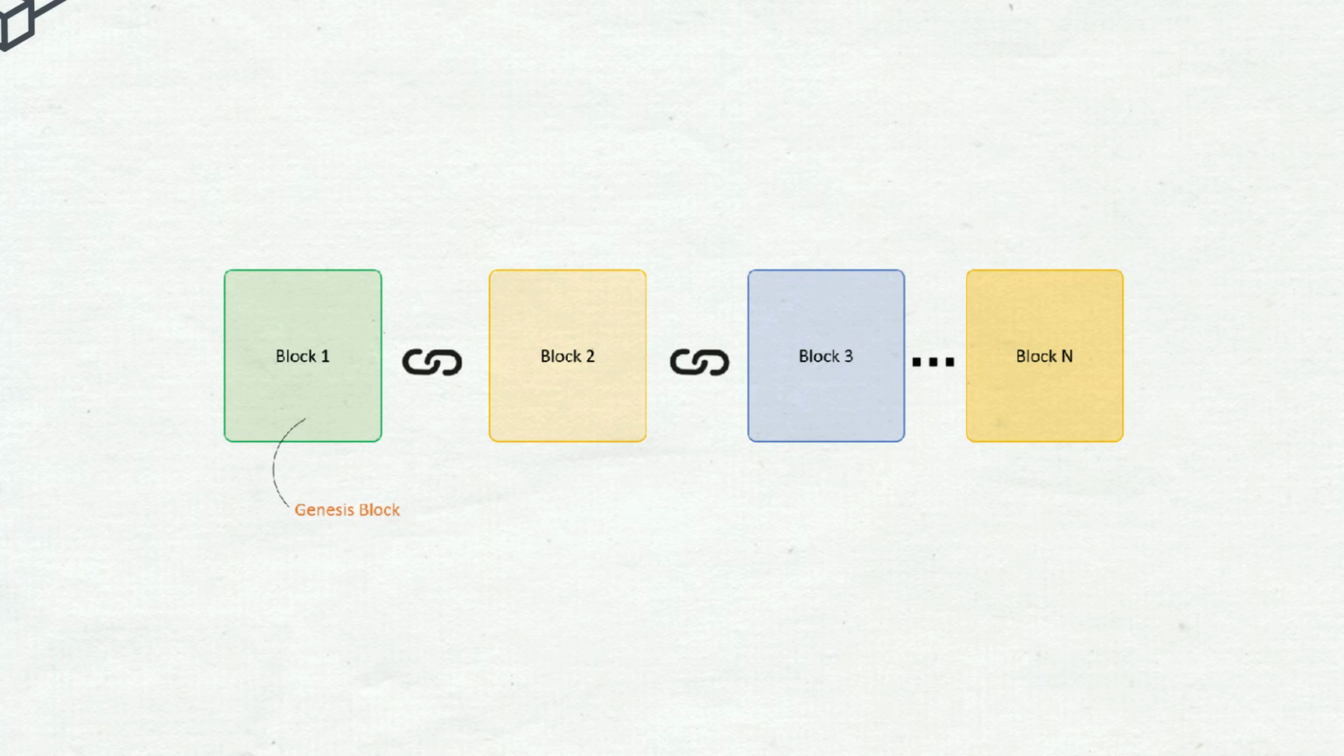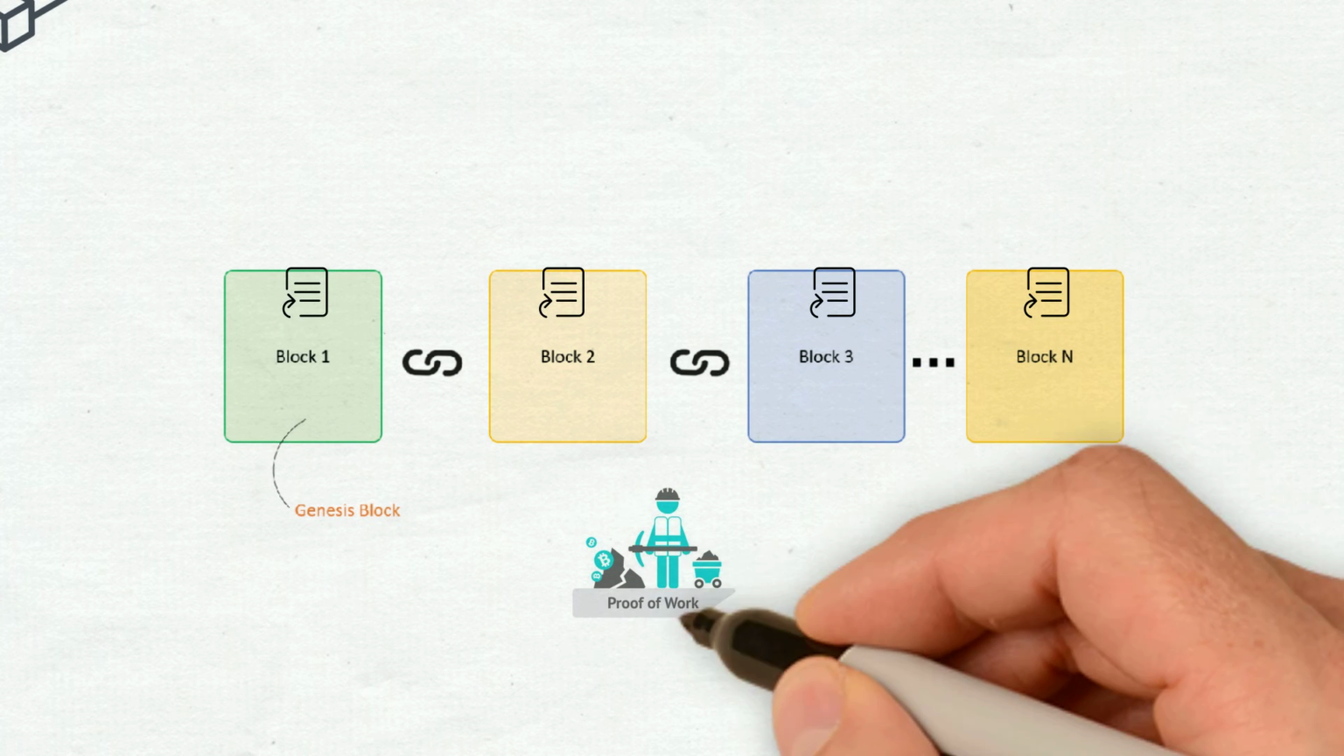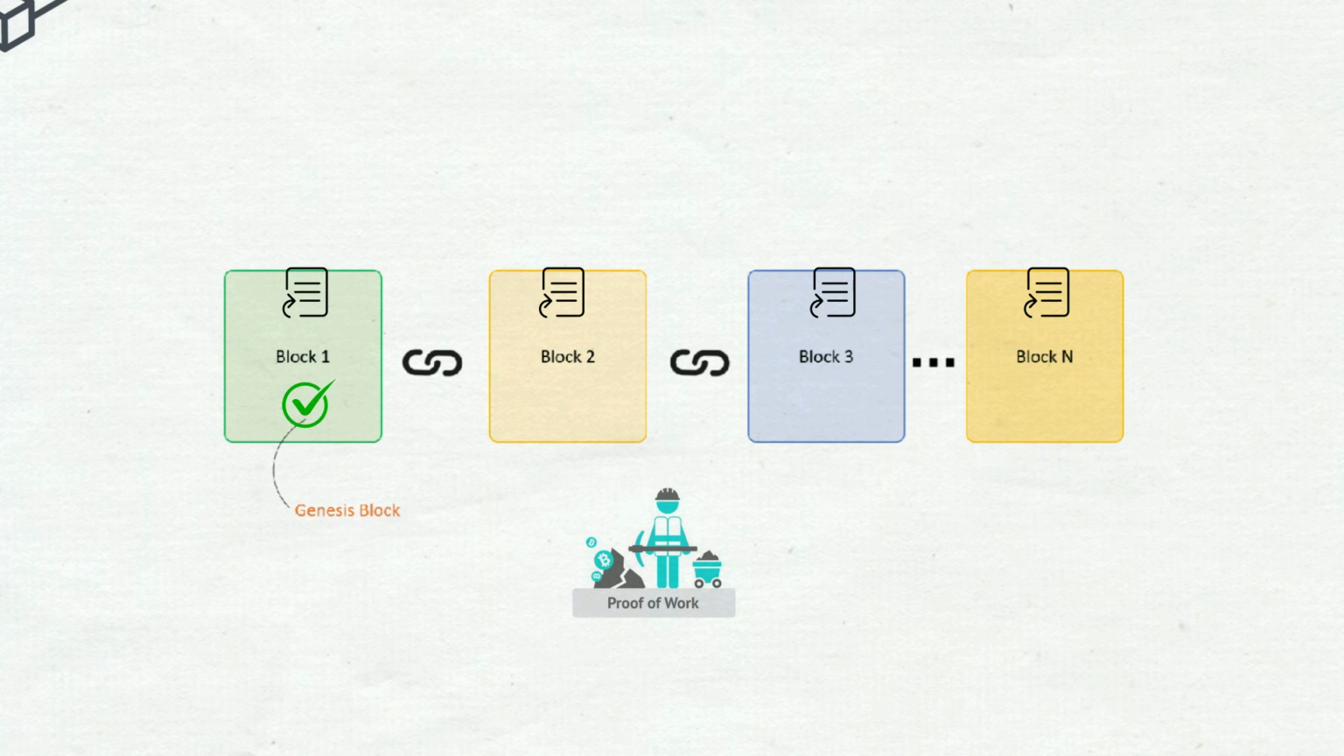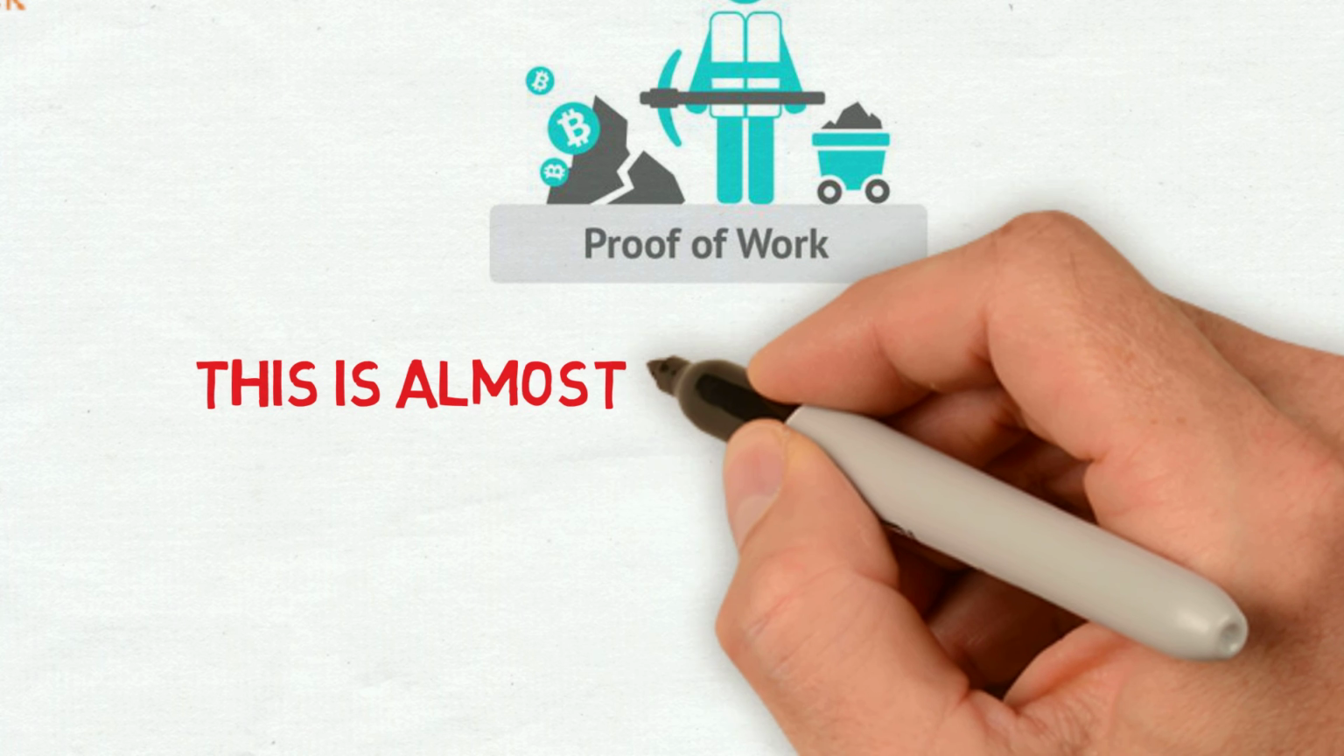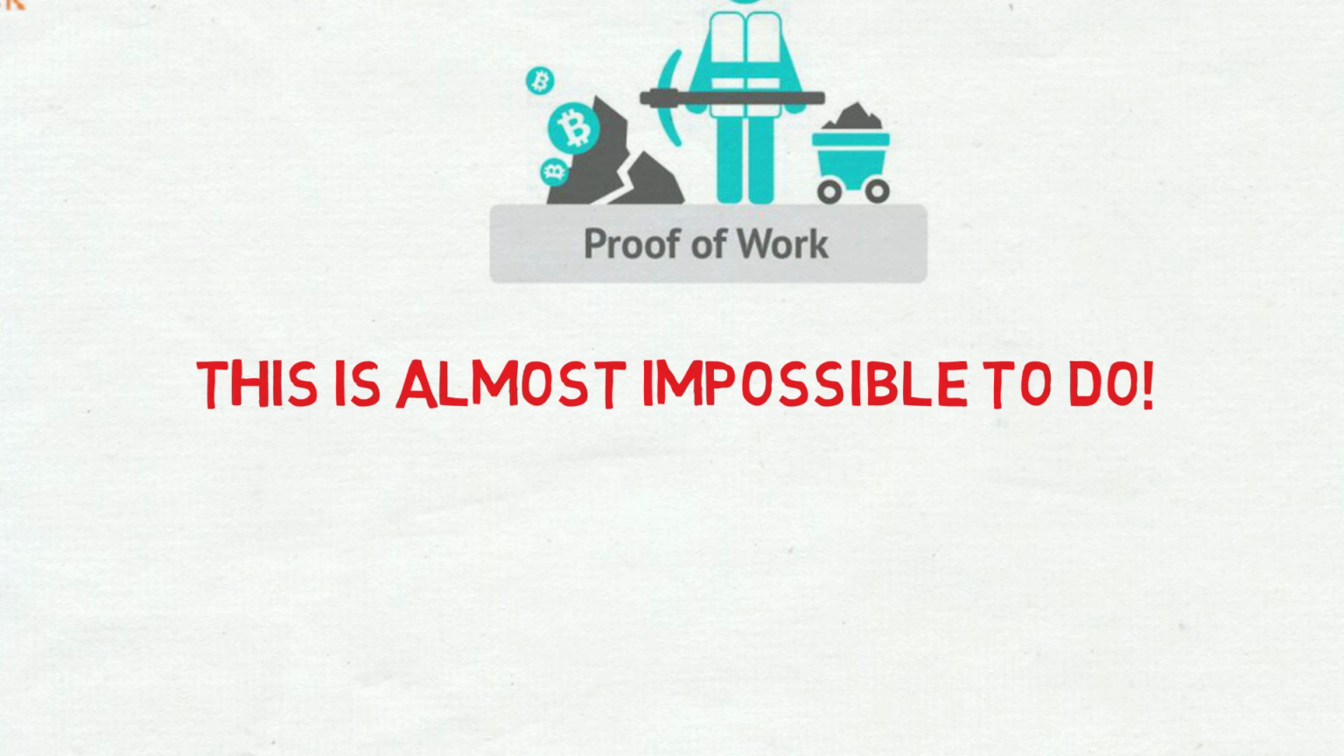So, to successfully tamper with a blockchain, you'll need to tamper with all blocks on the chain, redo the proof of work for each block, and take control of more than 50% of the peer-to-peer network. Only then will your tampered block become accepted by everyone else. This is almost impossible to do.